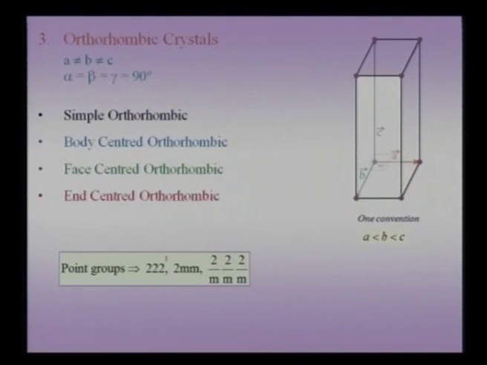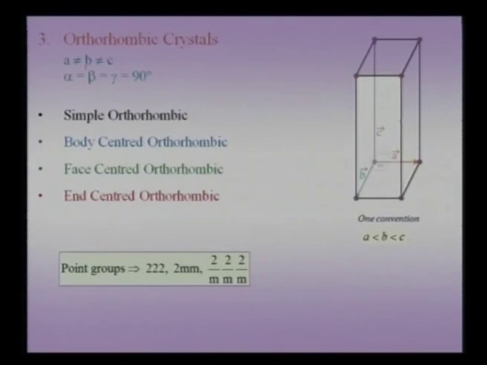All orthorhombic lattices, any one of these 4, would always have the highest symmetry, which would be 2 by m, 2 by m, 2 by m symmetry, while crystals based on these lattices could have a lower symmetry, which could be 222 or 2 mm symmetry. We have also seen one convention typically used to describe the unit cell, wherein A is less than B is less than C, and we have already noticed the interrelationship among the lattice parameters for the orthorhombic crystals. This is obviously for the preferred unit cell, which means you can also have alternate choices of unit cells.